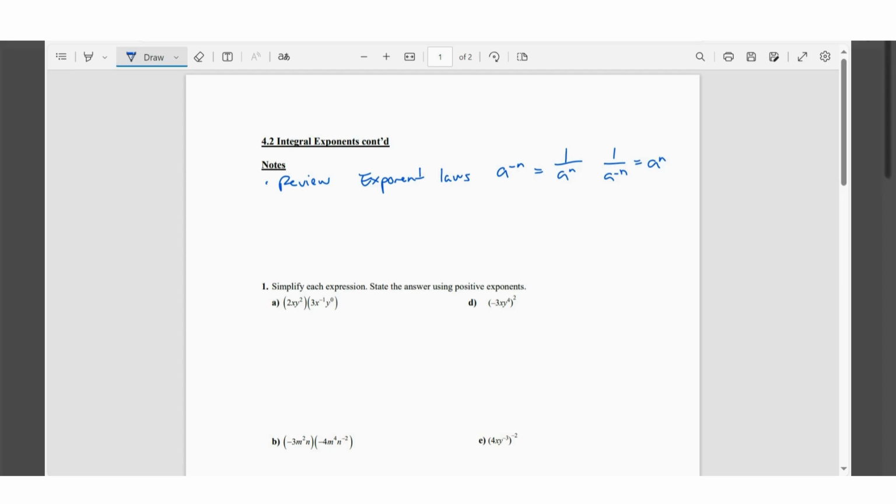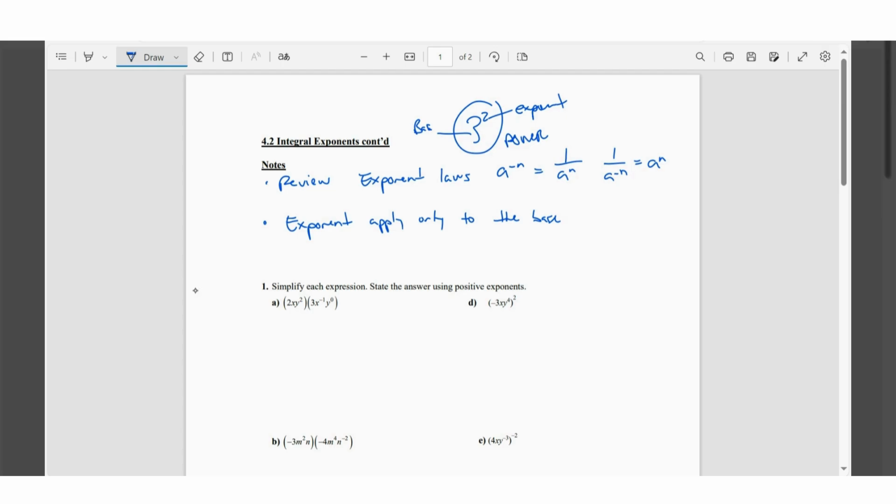Another thing I want you to remember is that exponents apply only to the base. So remember, we have a power. This whole thing is a power. The big number is the base. The little number is the exponent.